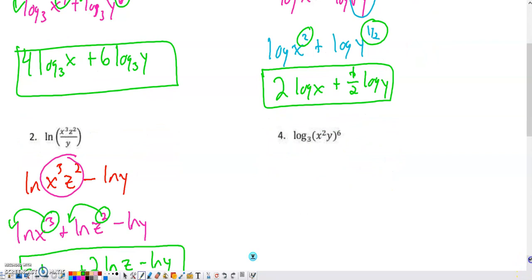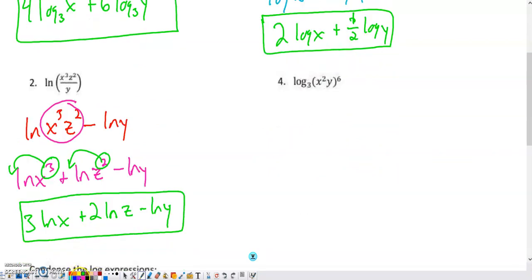Finally, number 4, because we have this 6 on the outside here, we're going to use something that we used way back, which are the exponent laws. We can rewrite this by distributing that 6 into the other exponents. So we're going to multiply 2 by 6, and there was a 1 here for that y, and now we're going to multiply that by 6. So rewriting this as log base 3 of x to the 12th y to the 6th.